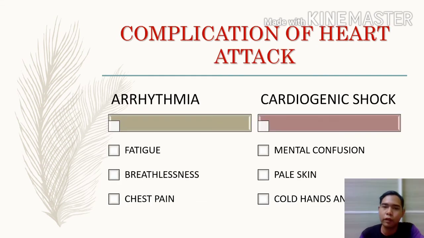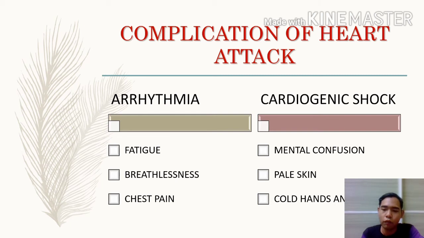This is a complication of heart attack, which commonly happens to a person having a heart attack. Firstly is arrhythmia, and secondly is cardiogenic shock. Let's go for arrhythmia, which is an abnormal heartbeat, such as beating too quickly, known as tachycardia, too slowly, bradycardia, or irregularly, atrial fibrillation.